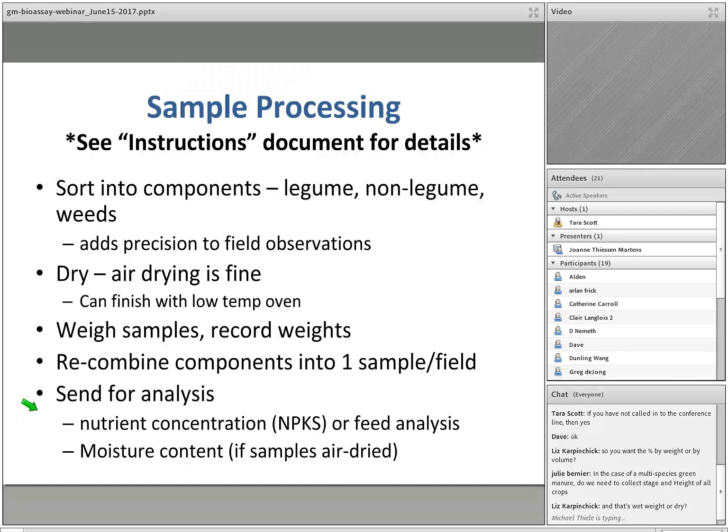And we send it off for a nutrient analysis. The key nutrients we want are N, P, K, and S, although we do find that depending on the lab, the cost can be pretty similar to actually just get a complete nutrient concentration analysis compared to just getting those 4 nutrients. A feed analysis will also do the trick. It'll report protein instead of nitrogen, so then there's just a conversion that needs to be done there. And again, if you are sending in an air-dried sample, it is a good idea to ask for the moisture content to be analyzed.